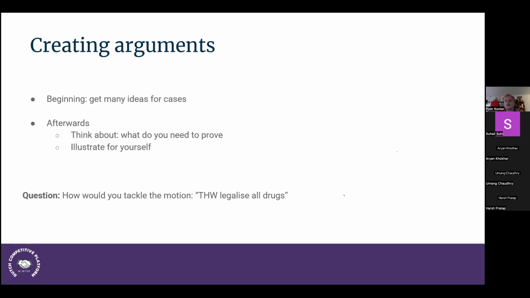How to exactly do this, I'm going to get into details, but I'm already interested to see how you do it. So let's say you have this motion. It's a very classical motion: this house would legalize all drugs. Let's say everyone here is on government side. How would you start thinking of arguments? Does anybody have any ideas? You can unmute yourself or you can put it in the chat.